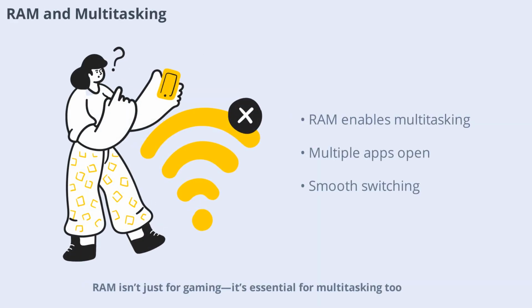RAM isn't just for gaming, it's essential for multitasking too. If you like to switch between apps, browse the web, and chat with friends all at once, you need enough RAM. More RAM lets your device keep multiple apps open and running smoothly. Without enough RAM, your device will slow down and struggle to keep up with your busy lifestyle.